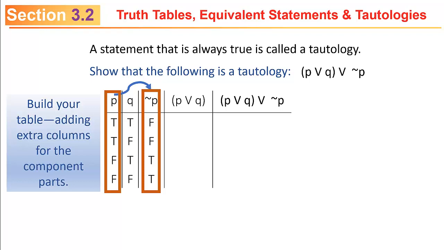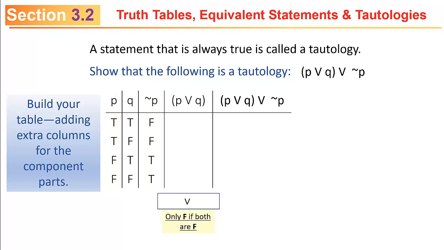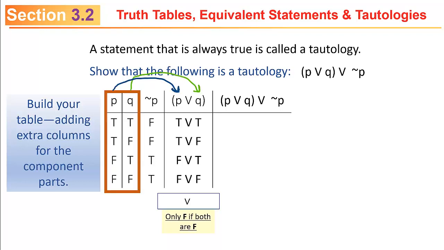So if P is true, not P is false, and so on down the line. That gives me not P. Then I move to the next column and notice that there's a P on one side of the OR and a Q on the other side of the OR. So I'll just take those P values and move them underneath the P values in that middle column, and then I'll take the Q values and move them underneath in the Qs. In the first row, that leaves me true or true, true or false, false or true, and false or false.